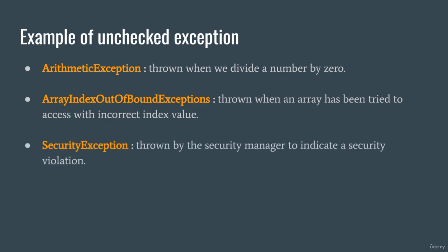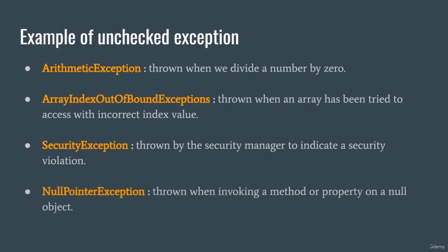And then the security exception, thrown by the security manager to indicate that we have a security violation. So for example, we're trying to access GPS, but we don't have the rights to access GPS because the user didn't give us the rights to use the GPS functionality. And then the very common null pointer exception, thrown when invoking a method or property on a null object. So when we try to access an object which is empty, which is null, then we get this null pointer exception. And that is something that I have already talked about when we looked at nullables.